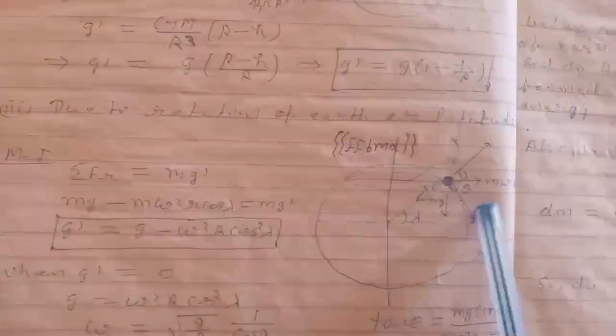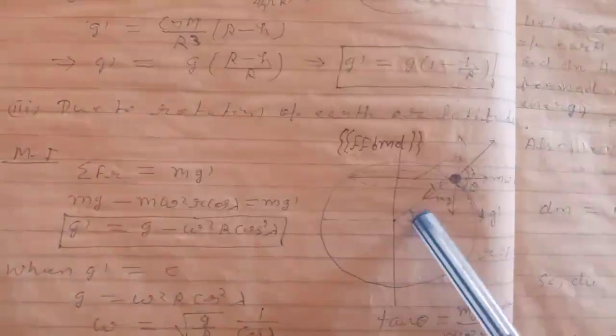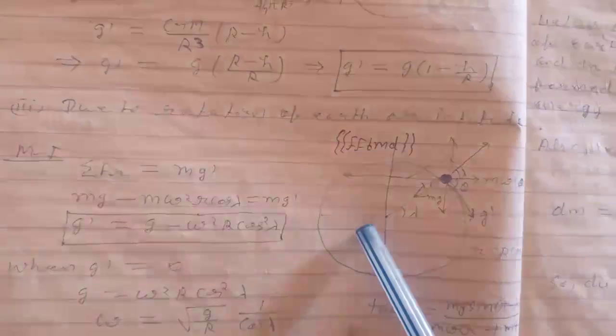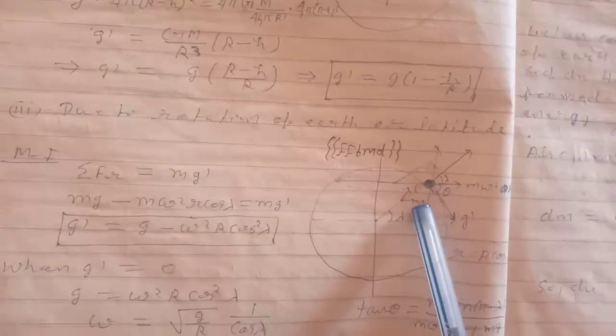Third, due to rotation of the Earth or latitude, the situation is shown in the figure. A body is placed at angle lambda as shown here on the surface from the Earth's center. Because Earth is rotating, there will be a centrifugal force in this direction, m omega square r. This is the r.